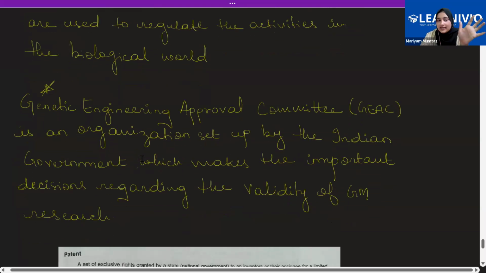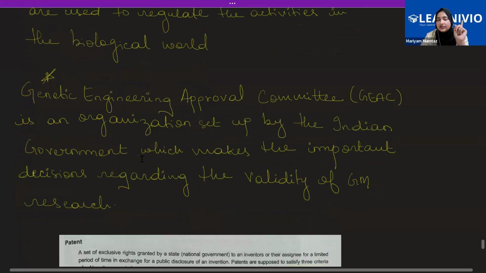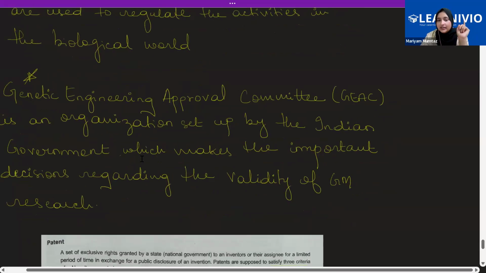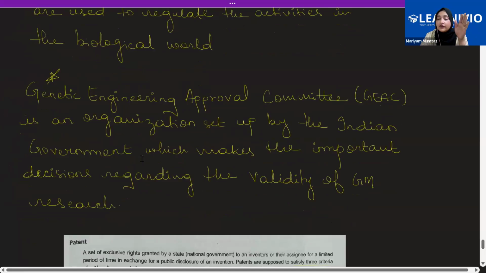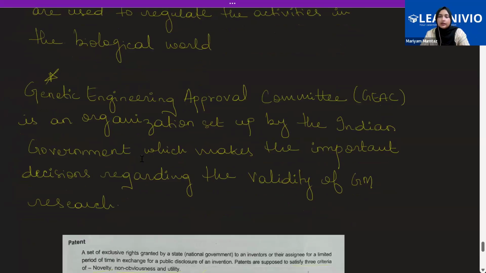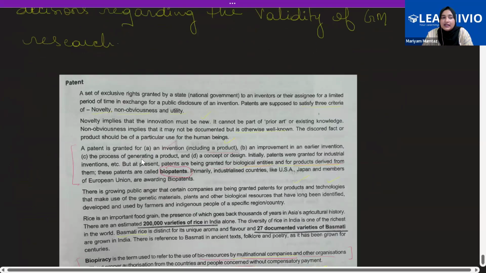So there is this organization called the Genetic Engineering Approval Committee. It is set up by the Indian government, which makes important decisions regarding the validity of genetic modification research. You can't just think of anything and do it. That's not possible. You have to get it approved by the government, and only then can you. Understood? So now coming on to the topic of patent.